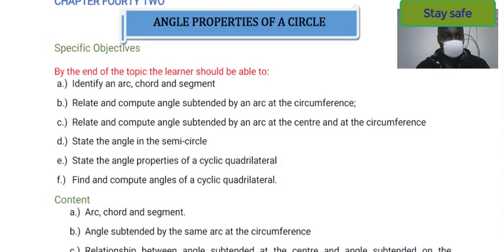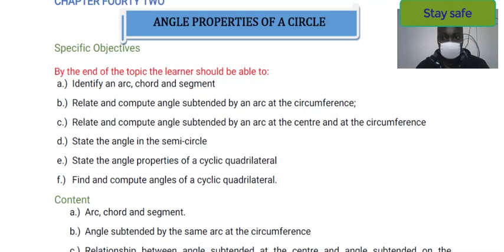Welcome to the lesson on angle properties of a circle. In this topic, we are going to look at the content and the objectives. By the end of the topic, the learner should be able to achieve all the objectives that are here. You can go through them, from identifying an arc and so on, all the way from A up to F. These are the objectives that you're going to cover.